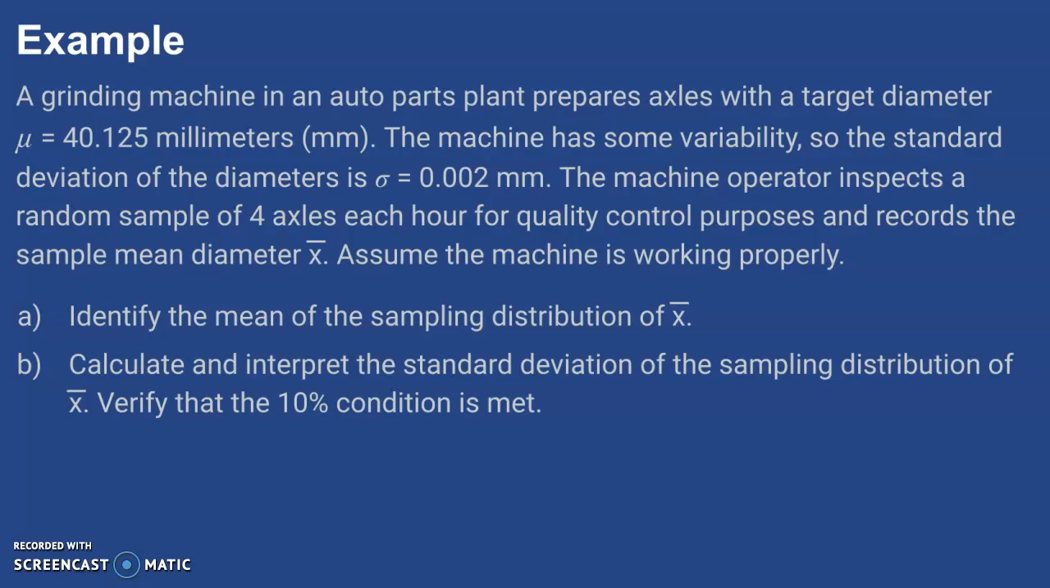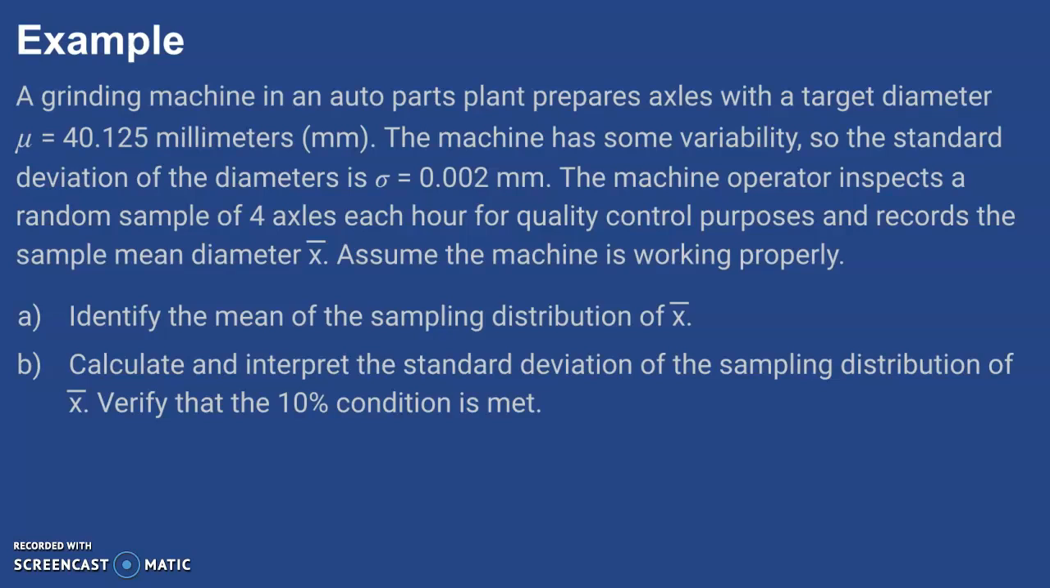All right, so let's look at an example. A grinding machine in an auto parts plant prepares axles with a target diameter of a mean of 40.125 millimeters. The machine has some variability, so the standard deviation of the diameters is sigma, 0.002 millimeters. The machine operator inspects a random sample of 4 axles each hour for quality control purposes and records the sample mean diameter, x bar. Let's assume the machine is working correctly.